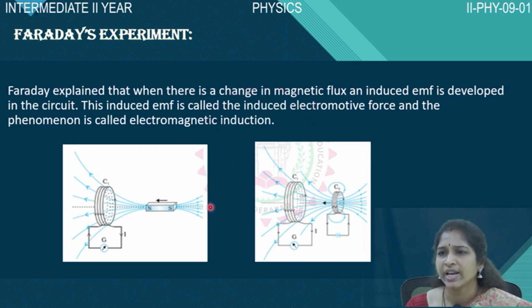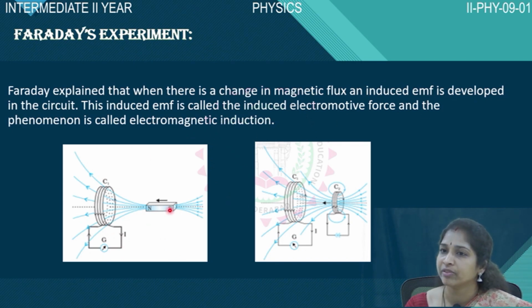From these two experiments, he concluded that when the magnet is moving towards this coil, there is an increase in the magnetic flux because the number of magnetic field lines cutting across the area is increasing. Due to the increase in the magnetic flux, the galvanometer is showing deflection, in the sense that current is induced in this coil, and the current is induced due to the EMF.